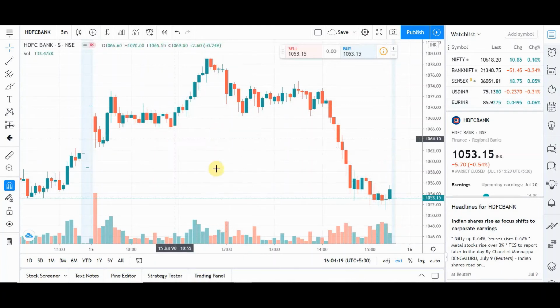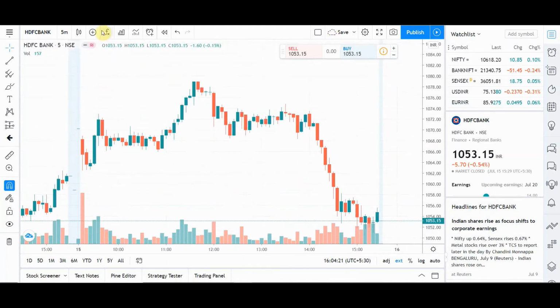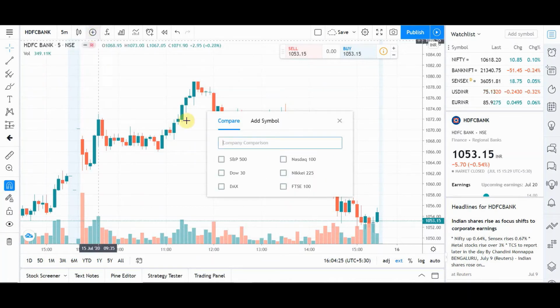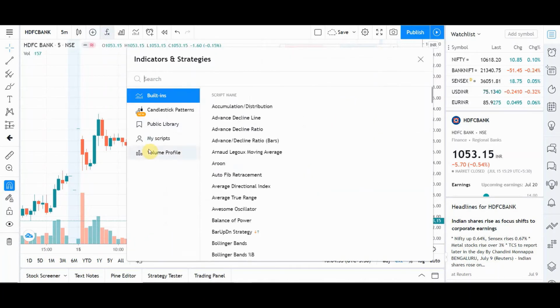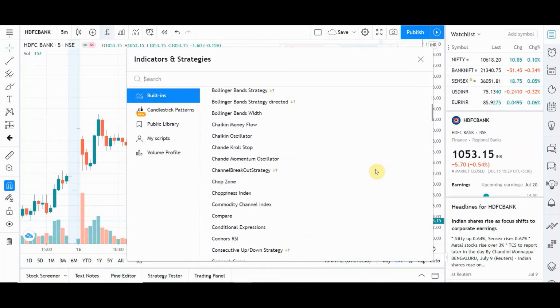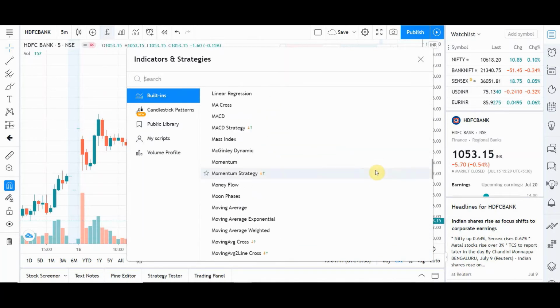The price and the movement are very accurate compared to your broker's chart. Okay, coming to the other sections, here you can compare or add symbols, where you can add some symbols and compare them accordingly. And here we will be able to add indicators and strategies. There are different built-in strategies and indicators posted by different traders. We can all use them.